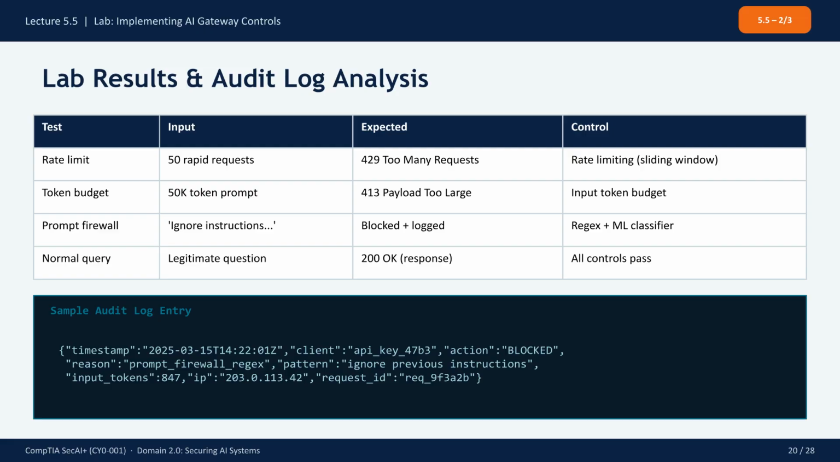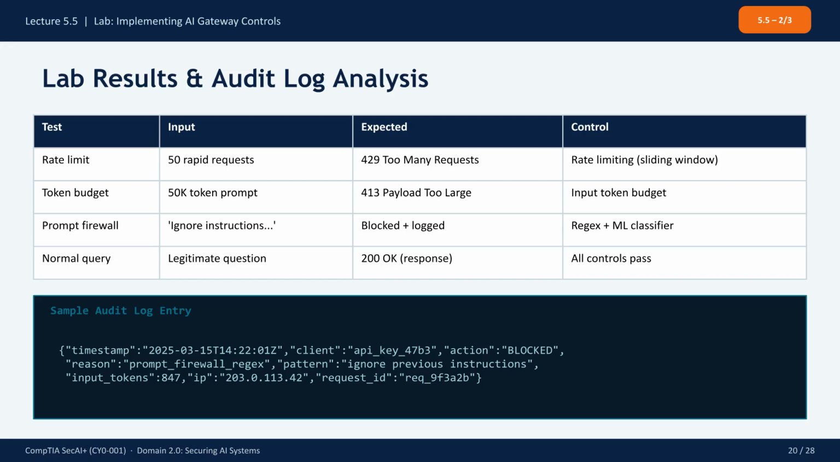This is what gets generated when the prompt firewall blocks a request. It records the timestamp, the client identity via their API key, the action which is blocked, the reason which is prompt firewall regex match, the specific pattern that triggered the block, the input token count, the source IP address, and a unique request ID for correlation. These audit logs are essential for security operations. They tell your security team exactly what happened, when, and who was responsible.